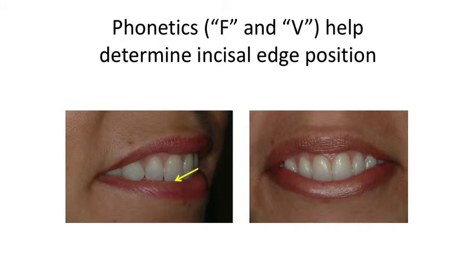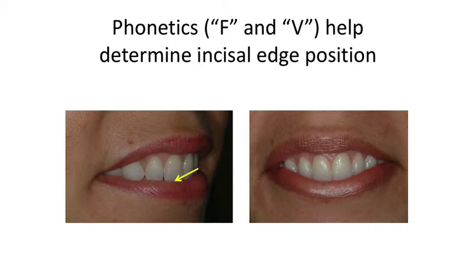Determining the incisal edge position of the front teeth is a very important component of smile design. You can see it's not just about appearance, but also about speech. Our front teeth are very closely connected to how we speak, and the phonetics involved are crucial. Making the F or V sounds helps determine where we put the incisal edges. If we don't get it right, people will have difficulty making this sound.